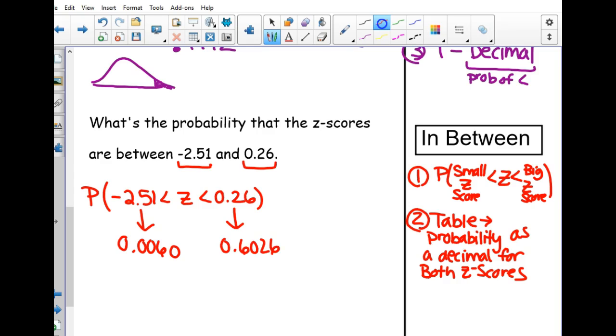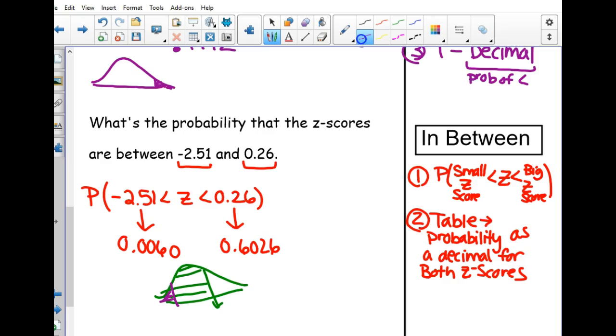And let's see if you guys can figure this part out. If I have a curve, I heard someone say it. What are we going to do? We're going to subtract the large one from the smaller one. And the reason that is 0.26 is right here, and that's this area. And then negative 2.51, the area 0.0060 is right there.